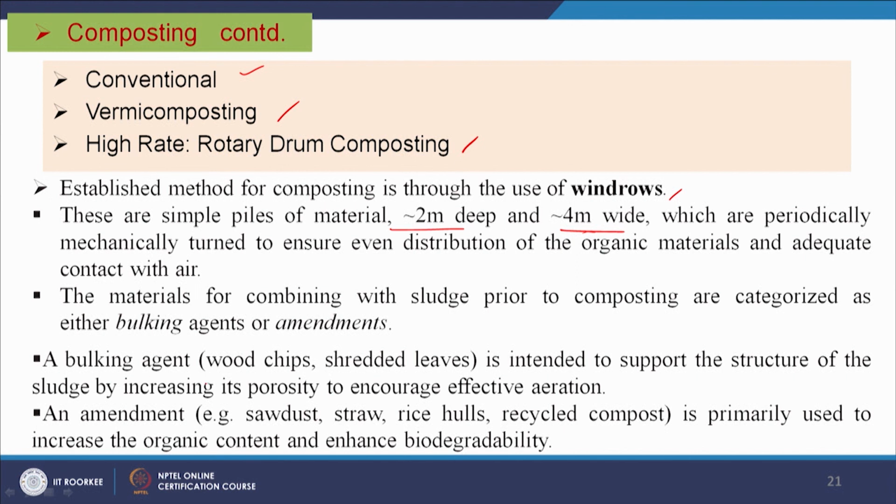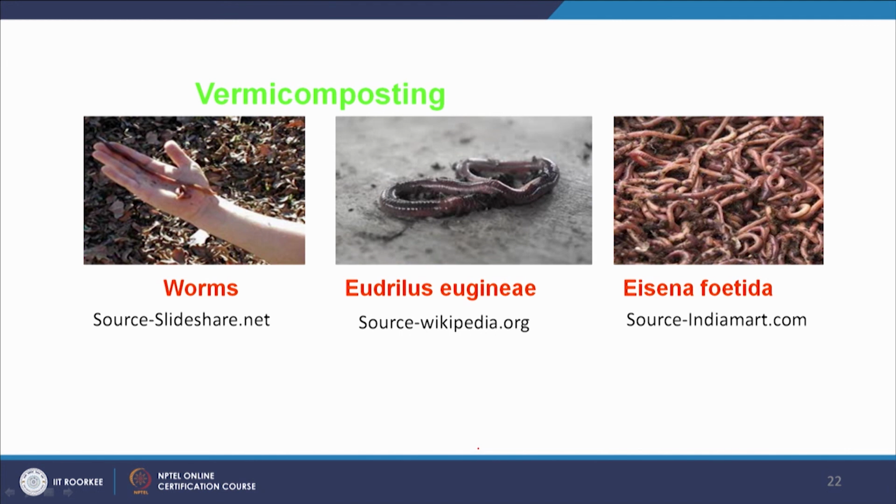A bulking agent, like wood chips or shredded leaves, is intended to support the structure of the sludge by increasing its porosity to encourage effective aeration. An amendment, that is sawdust, straw, rice hulls or recycled compost, is primarily used to increase the organic content and enhance biodegradability. Now, this slide shows us some vermicomposting photographs. Different types of worms are used in this case of composting.